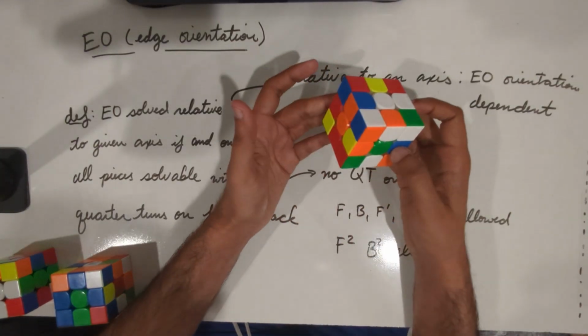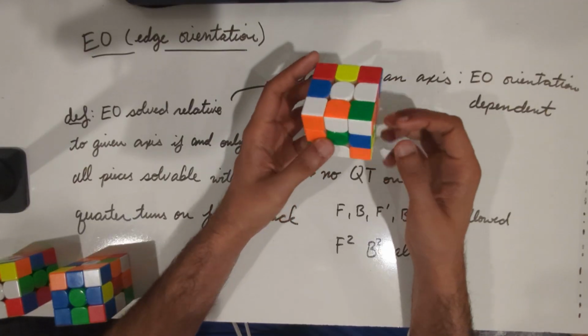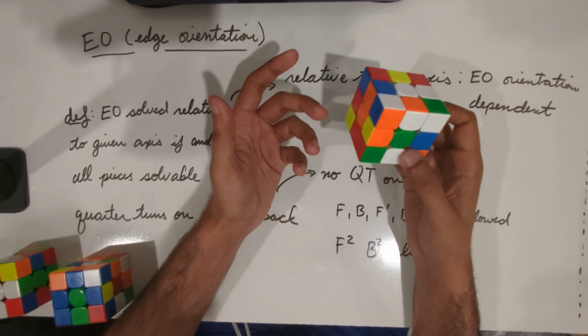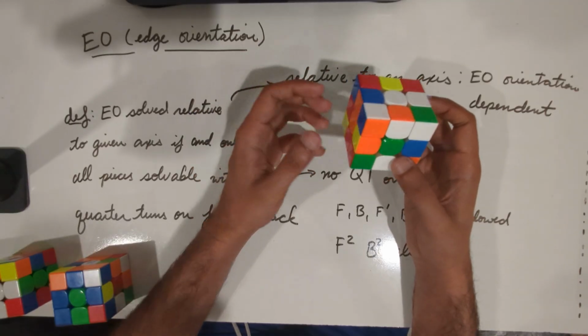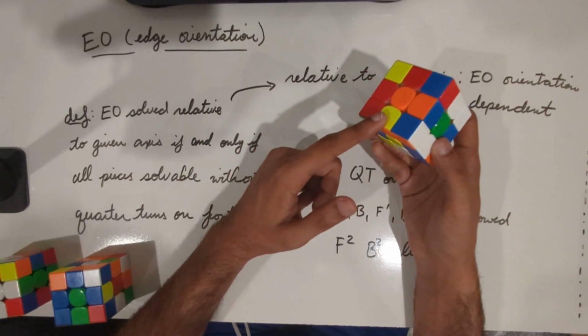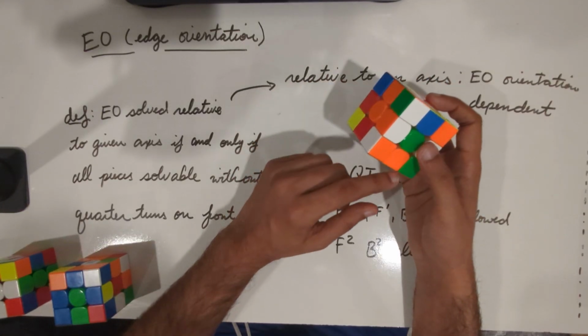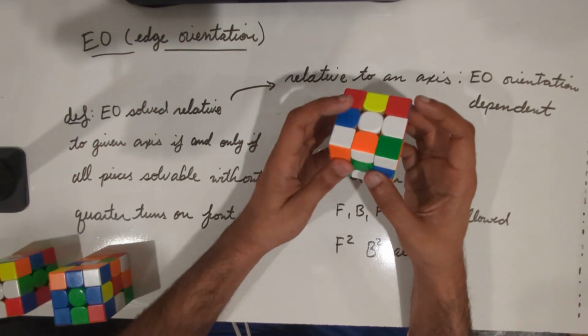So here's an example of a cube that's not in EO. You'll see that a couple of these edges cannot be solved using only R, L, U, and D moves. For example, this edge is going to end up flipped in place. The only way to have it unflipped is to do a quarter turn on F in order to keep it that way.